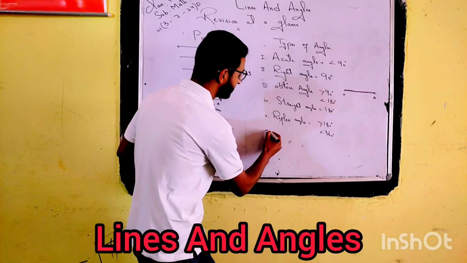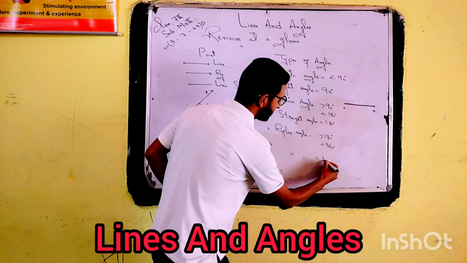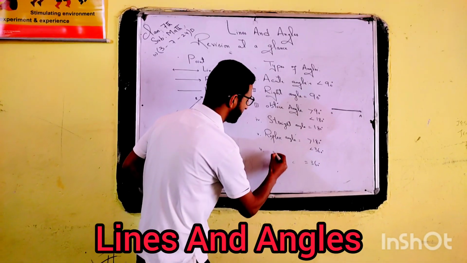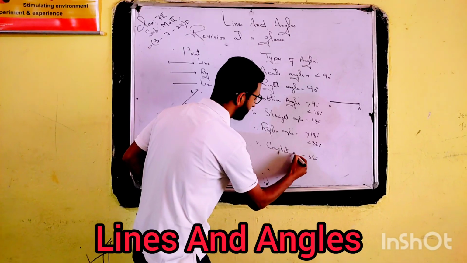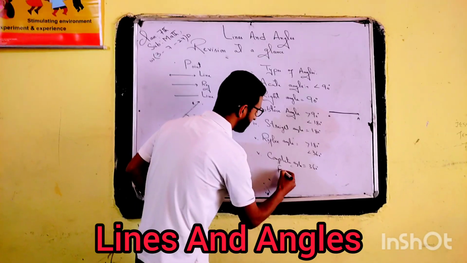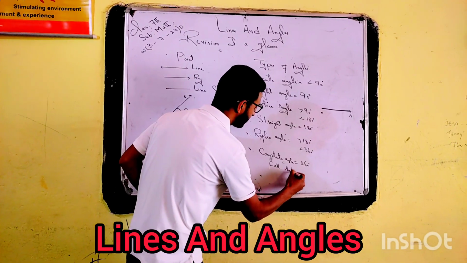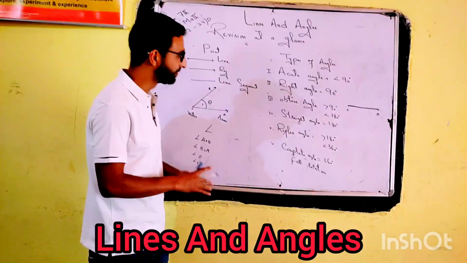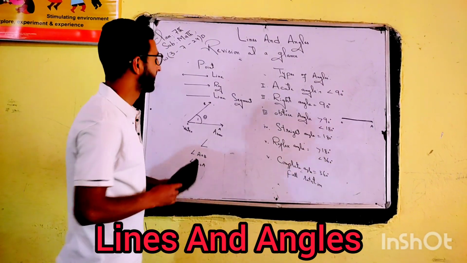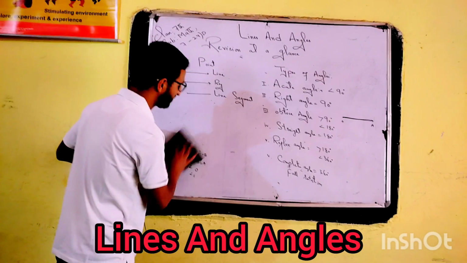Yes. Now when the angle is completely equal to 360 degree, it is called the complete angle. This is a complete angle, or you may also call it a full rotation. So these are the 6 types of angles, and I will show you these 6 types of angles in a simple diagram.